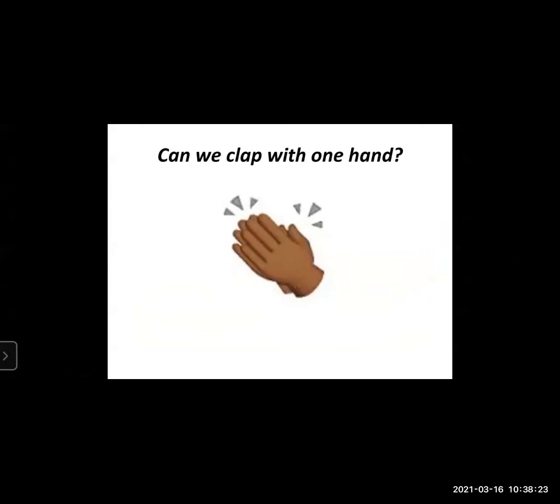Next, can we clap with one hand? The answer is no, we can't clap with one hand. There should be two objects. We require two objects to produce any sound, such as the clapping sound. What is that sound, and how is that sound produced?